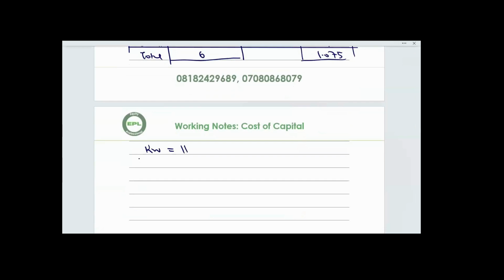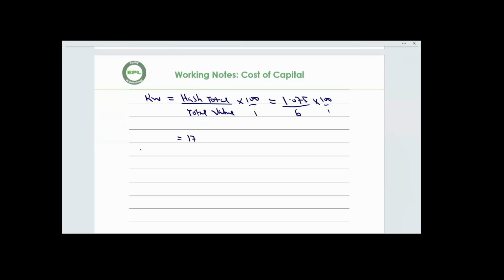Therefore, my WACC will be equal to hash total divided by total book value multiplied by 100 over 1. Hash total is 1.075. Total book value is 6 million, all multiplied by 100%. So we should have 17.92%, which is approximately 18%.